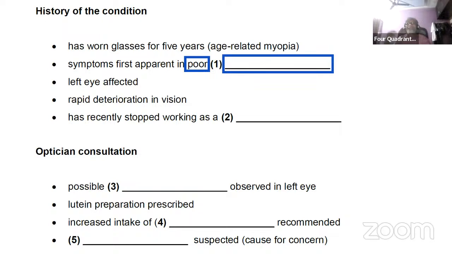Symptoms first apparent in poor what? Guess what words may be there. Guess the words, please. Poor light. Geneva, you are not supposed to write a capital letter in the middle of a sentence. Remember that one. Geneva, you are a new student, so don't get upset if I am correcting you.